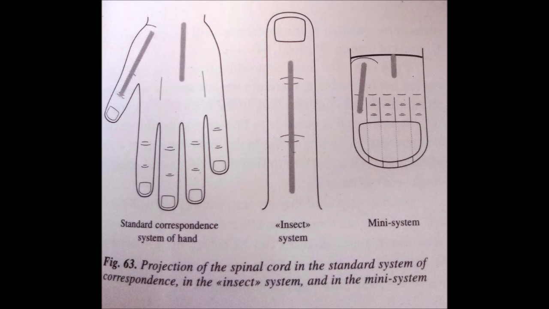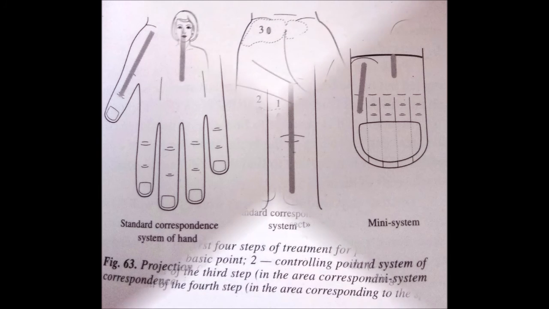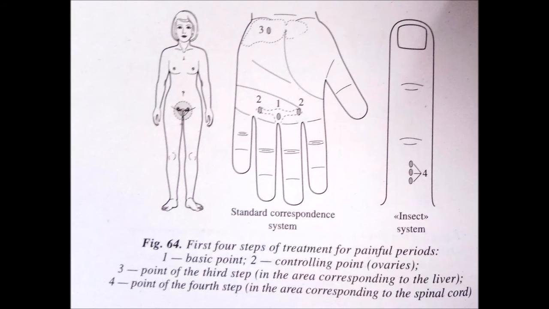Fourth step, stimulation of painful points in the area corresponding to the spinal cord, playing an important role in the regulation of all the processes in the human organism. In treatment of many diseases, the stimulation of painful points in the areas corresponding to the spinal cord will increase the effectiveness of the therapy.